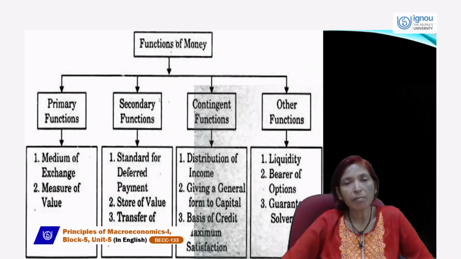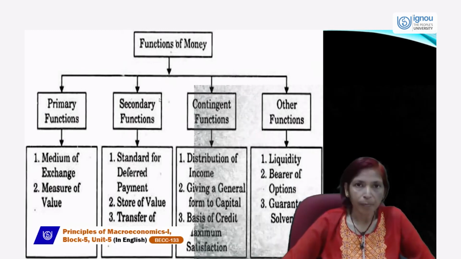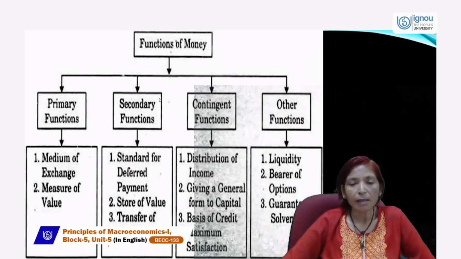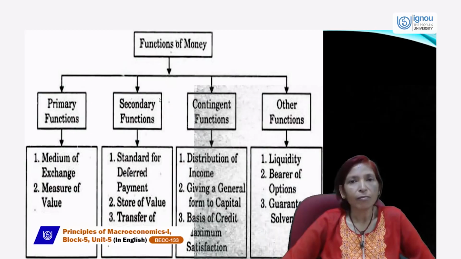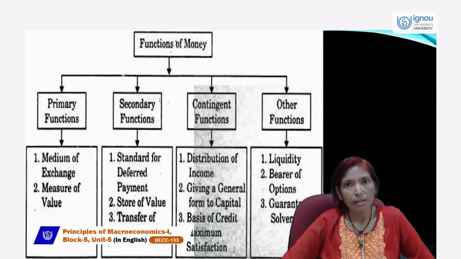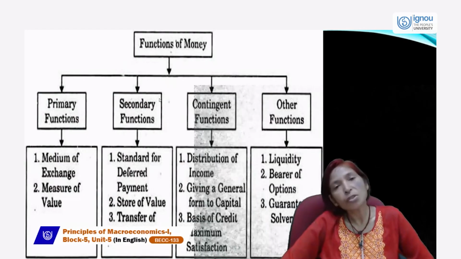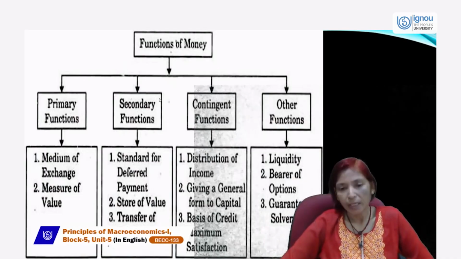So money is the main base of credit. If there is no money, then how can a commercial bank create multiple money? So money is a very important thing which is used for creating more money.